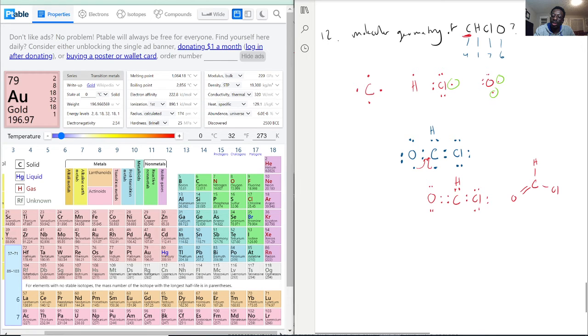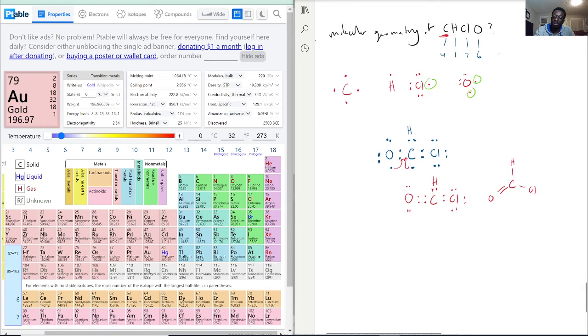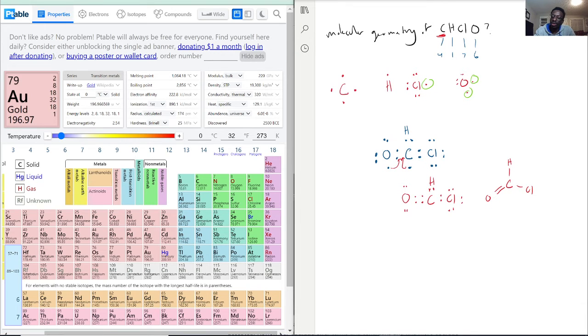So first I have to count the amount of pairs it has in the central atom. So the way we do this is just by circling the amount of bonds or lone pairs. It doesn't matter what type they are, we just circle them. So we have 1 here, 1 here, 1 here, 1 here, and 1 here. So with that being said, that's going to be 3 for its electron pair number. And that is known as trigonal planar.